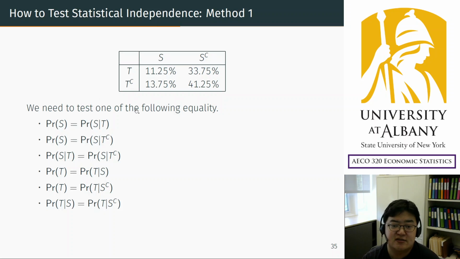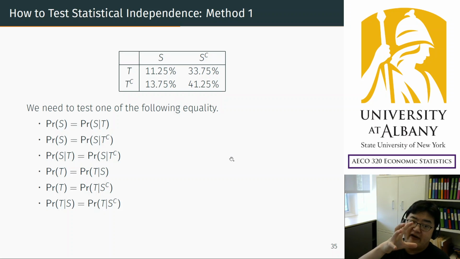So let's come back to this example data. We need to test any of these six equalities. If you can prove one of these six, that's enough. So the difference is the first three equalities use S as the main event of interest, and the other three equalities use T as the main event. So choose the main event, change the condition, and compare.